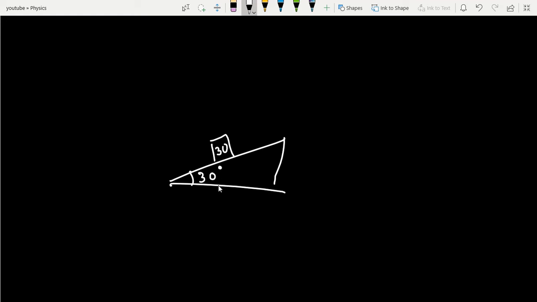The horizontal velocity is 5 meter per second, and they have written that the friction force which is acting is 150 newton. So find the force required to move the block up. The question is, we have to move the block upwards.